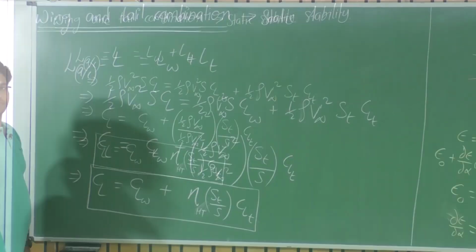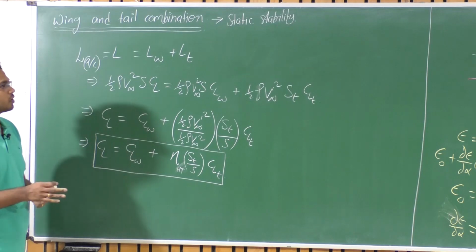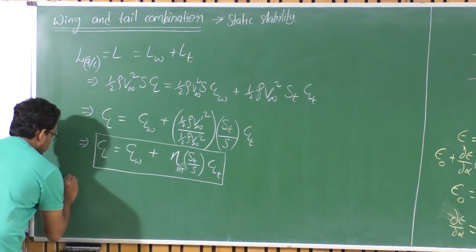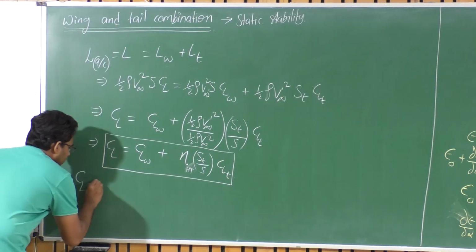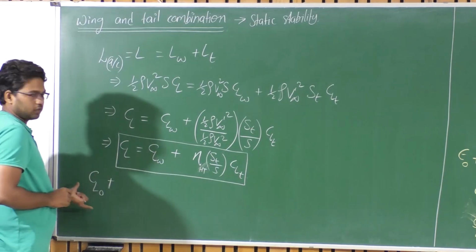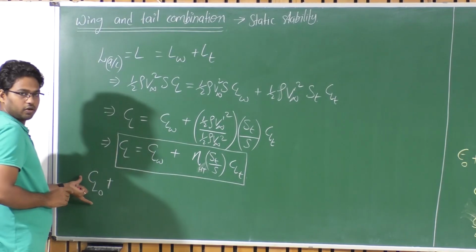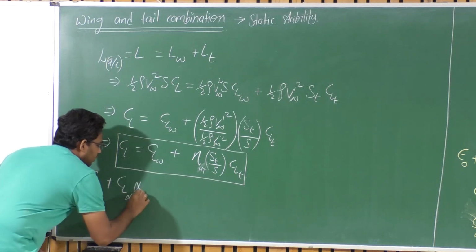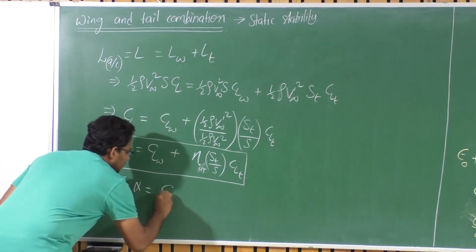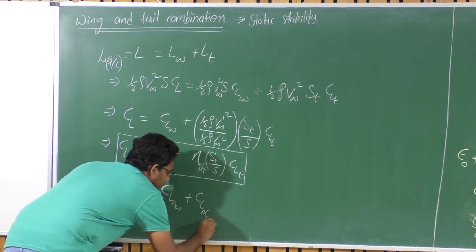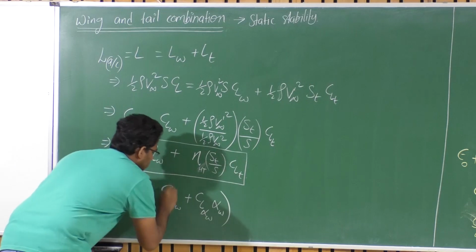Fine. So further, if I want to know the CL naught of the total configuration and the CL alpha of the total configuration, what I can do is express, in the linear regime of angle of attack, the total aerodynamic CL as a function of alpha, which is CL naught plus CL alpha of the total aircraft times alpha of the total aircraft, which is equal to CL naught of the wing plus CL alpha of the wing times alpha of the wing, isn't it?